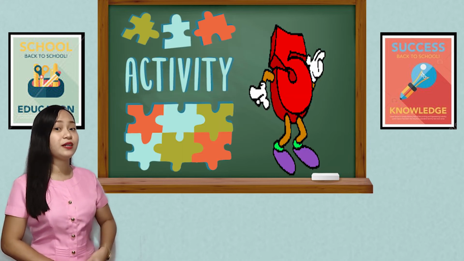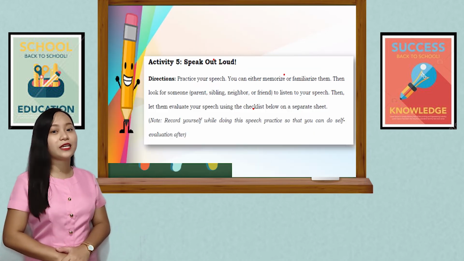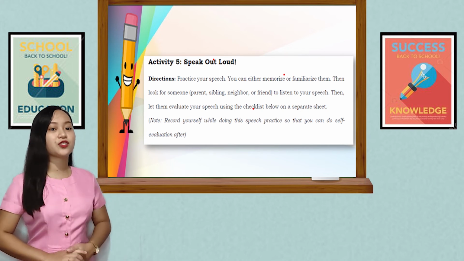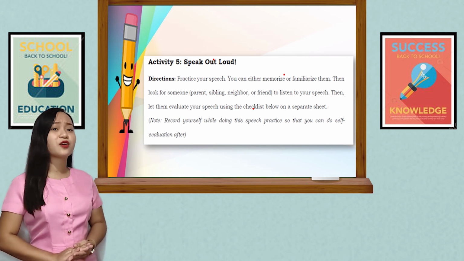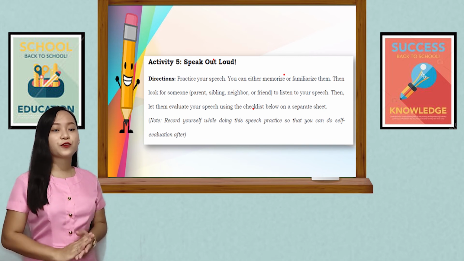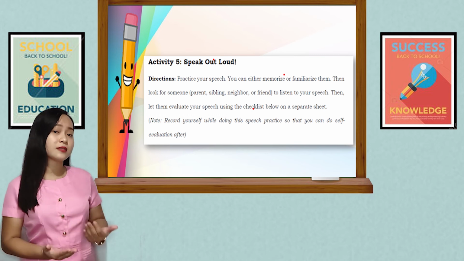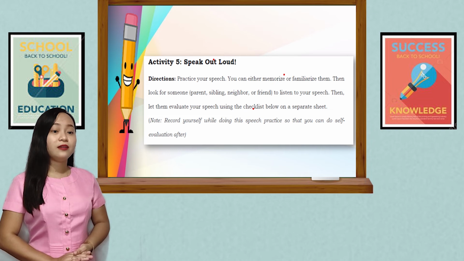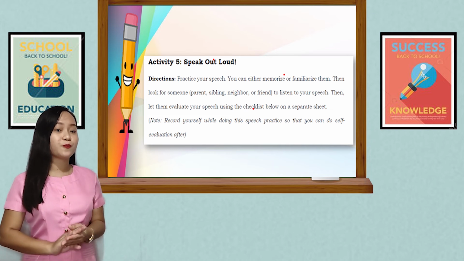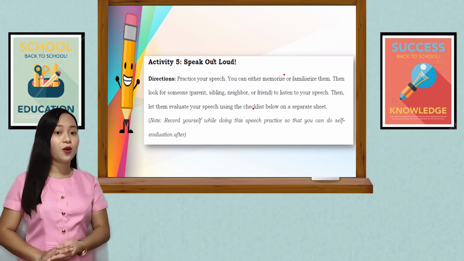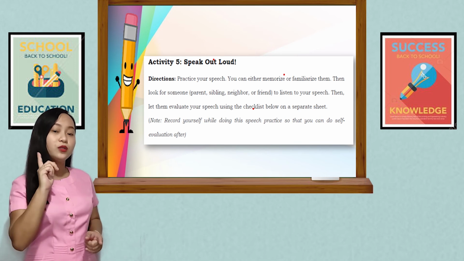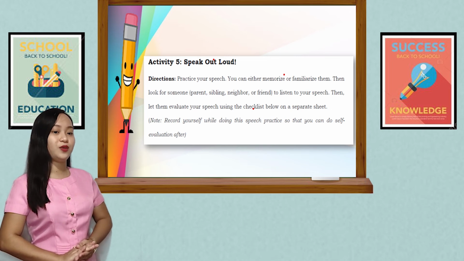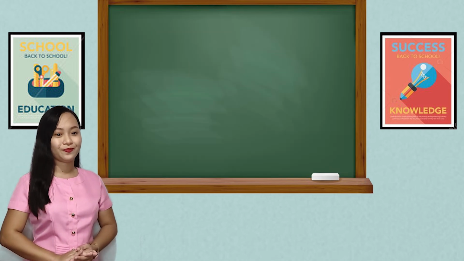Now let's go to Activity 5, entitled Speak Out Loud. Directions: Practice your speech. You can either memorize or familiarize it. Then look for someone, your parent, sibling, neighbor, or friend, to listen to your speech. Then let them evaluate your speech using the checklist below on a separate sheet. Note, record yourself while doing this speech practice so that you can do self-evaluation after.